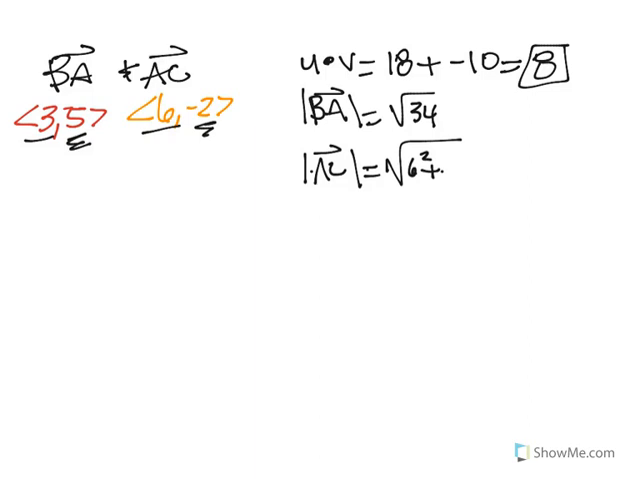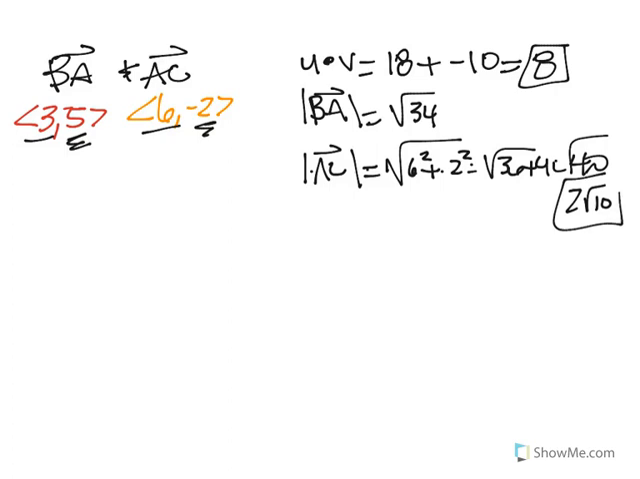6 squared plus negative 2 squared is 36 plus 4. Nope, not 34. 36 plus 4, which is 40. I know that that's 2 root 10. You don't technically have to reduce it like that, but I just think it's going to be easier.